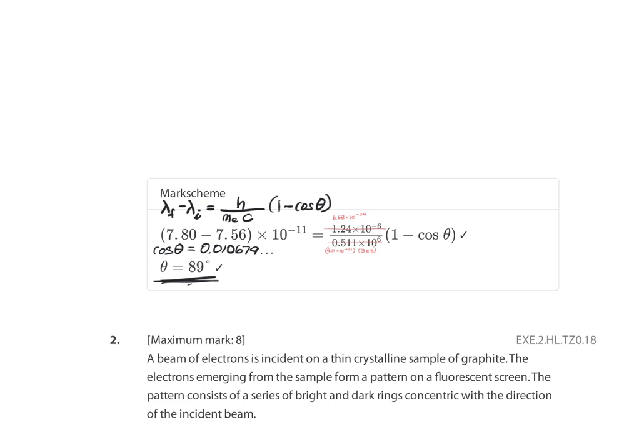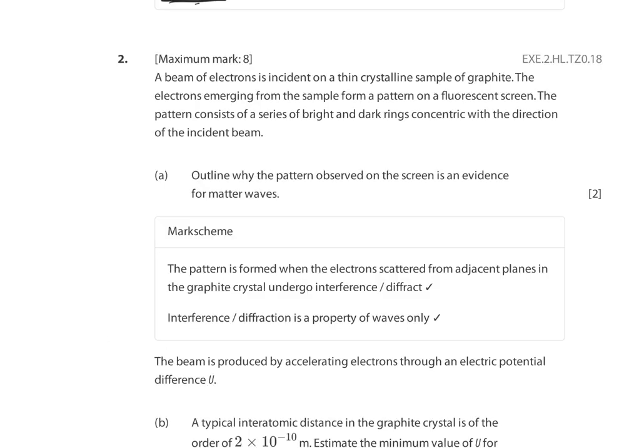Giddy up. That's number 1. Number 2. So we have electrons going onto a crystalline sample of graphite. Electrons emerge from the sample and form a pattern on the screen. There's a series of bright and dark rings, like fringes, concentric with the direction of the incident beam. Why is that evidence for matter waves?